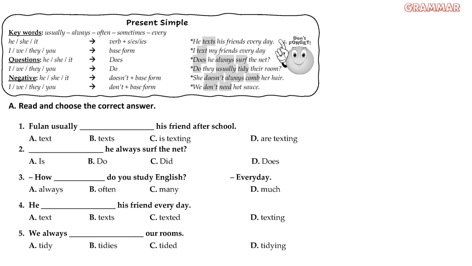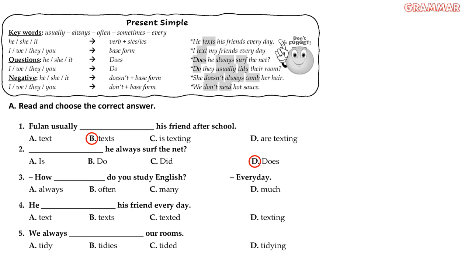When you use the negative, you use does for the singular, and we use do for I, we, you, they, and the plural. So number one, Fulan is one. Usually, so I will take texts with S because Fulan is one. Number two, he always serves the net. I'm asking here a question about he. So the correct one is: does he always serve the net?